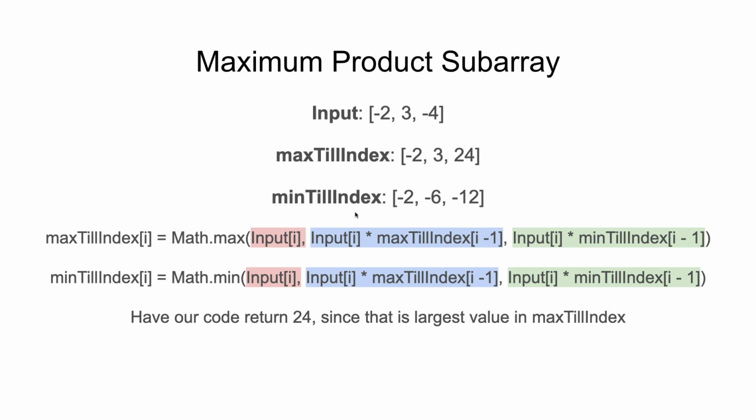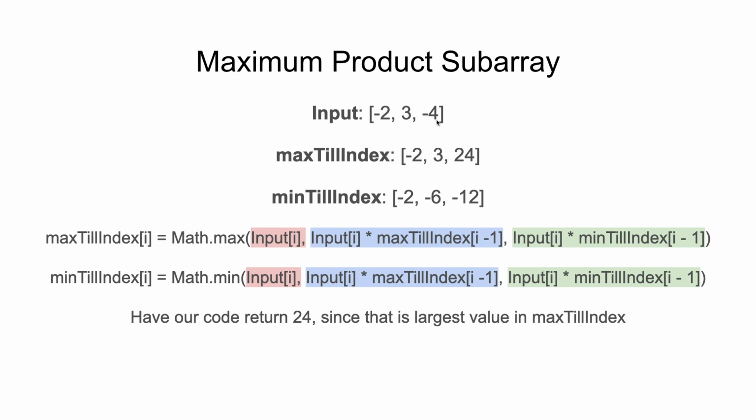Let's say we are on -4 in the input array, and we're trying to figure out the maximum product right here at the second index of max till index. So in our max till index at index i, so right here, let's say our i is at index 2, math.max is going to be whichever is larger of these three things. So which is larger? -4, or -4 times 3, because 3 is the largest product leading up to, right before -4 in here. So which is bigger, -4 or -12?